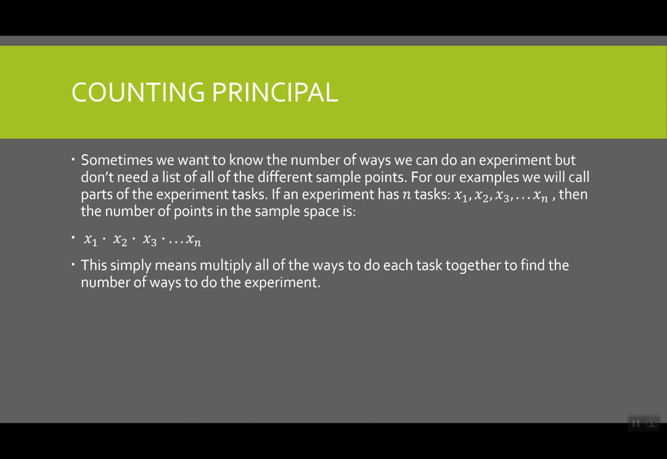So the counting principle. Sometimes we want to know the number of ways we can do an experiment, but don't need a list of all the different sample points. So for our examples, we will call the parts of the experiment tasks. If an experiment has n different tasks, x1, x2, x3, all the way up to xn, then the number of points in the sample space is x1 times x2 times x3 times up to xn. It just means that we multiply all the ways to do each task together to find the number of ways to do the experiment. Let's make that easier.